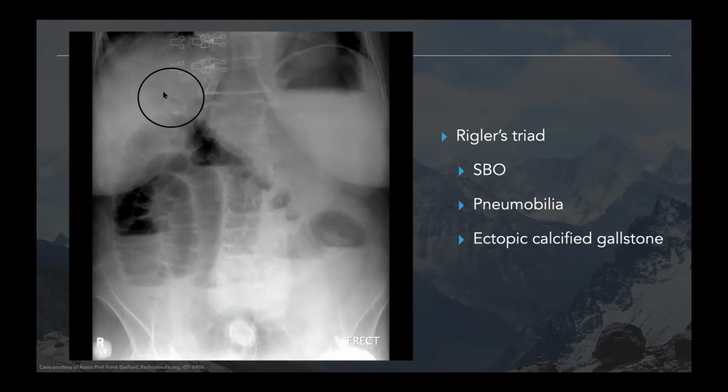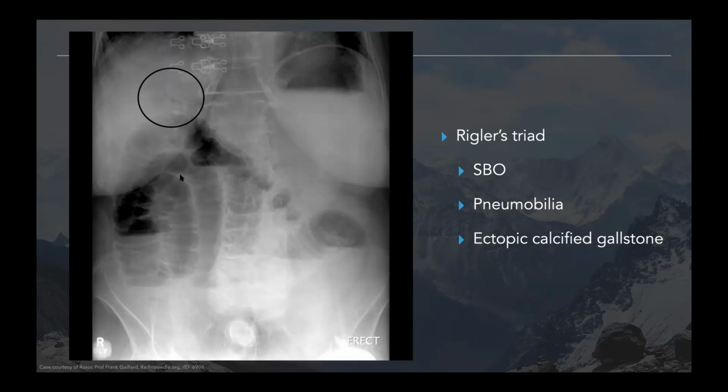So this up here, this kind of branching lucency is pneumobilia. It's really tricky to see, especially on this rubbish radiograph. But in the same way that gallstones can go from the gallbladder into the duodenum, air can go from the duodenal lumen into the biliary tree.